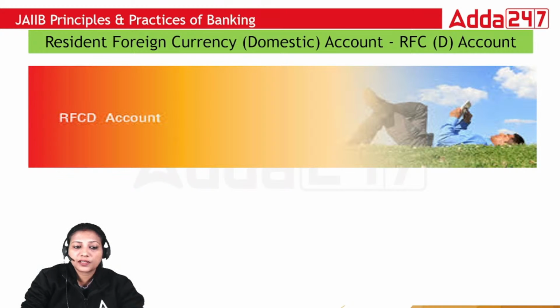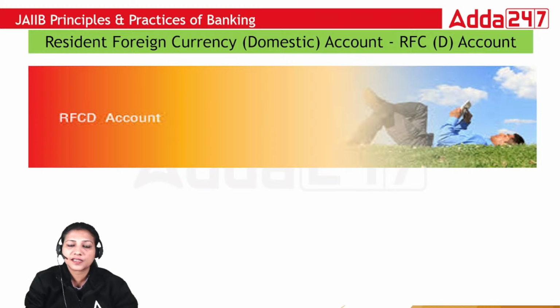Now comes resident foreign currency domestic account. Resident foreign currency account, RFC account, is open for NRIs who have moved back to India and they are receiving funds from there, either as any monetary benefit from previous employer or pension, or if there is any superannuation benefit. RFC-D account is opened by resident Indians who are residing here in India, but they have received some amount from various sources, which we will see in the permitted credit, and they want to open any account where they can keep the foreign currency. For that, they can open RFC-D account.